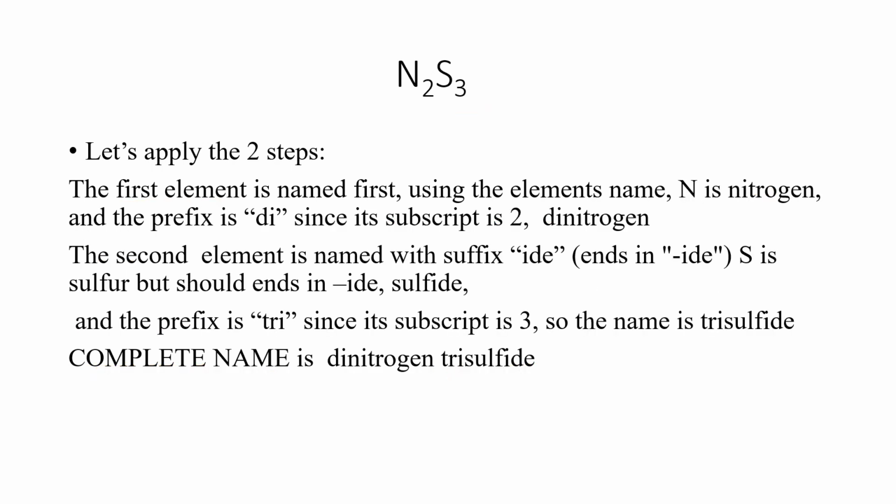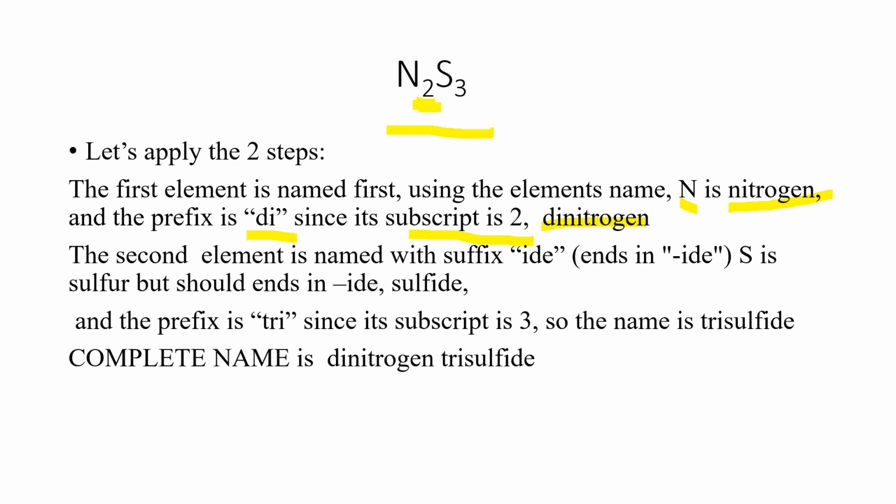Next, N2S3. So let us apply the two steps. The first element is named first using the element's name. N is nitrogen and the prefix is di since its subscript is 2. So look at the formula, the subscript is 2. So the name is dinitrogen.